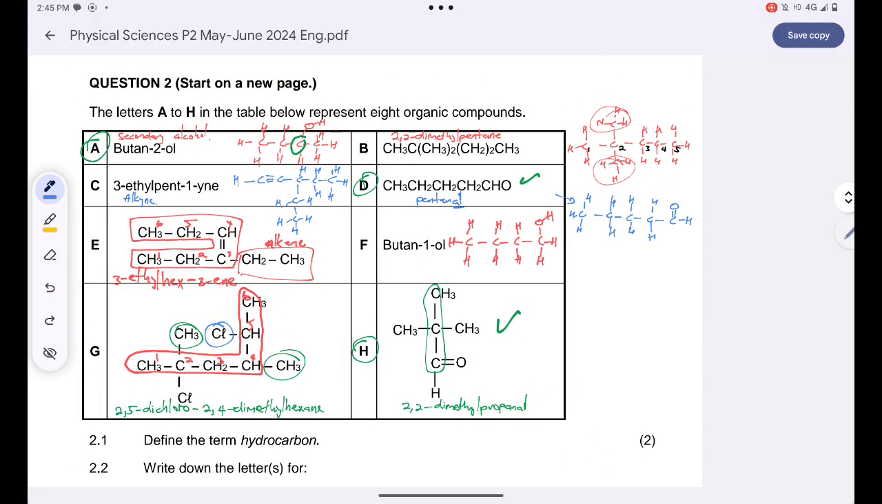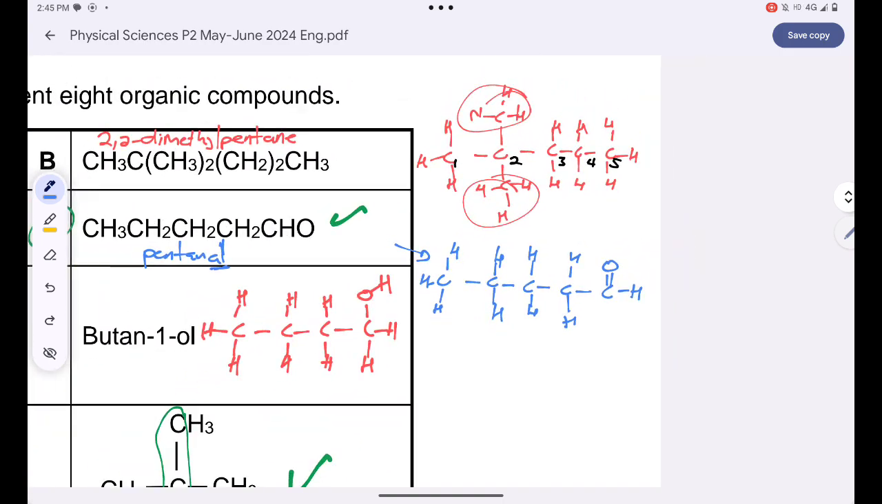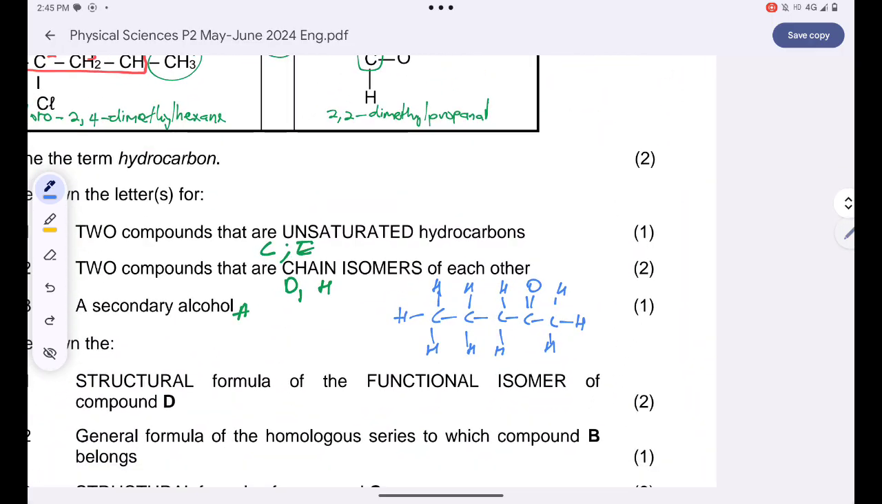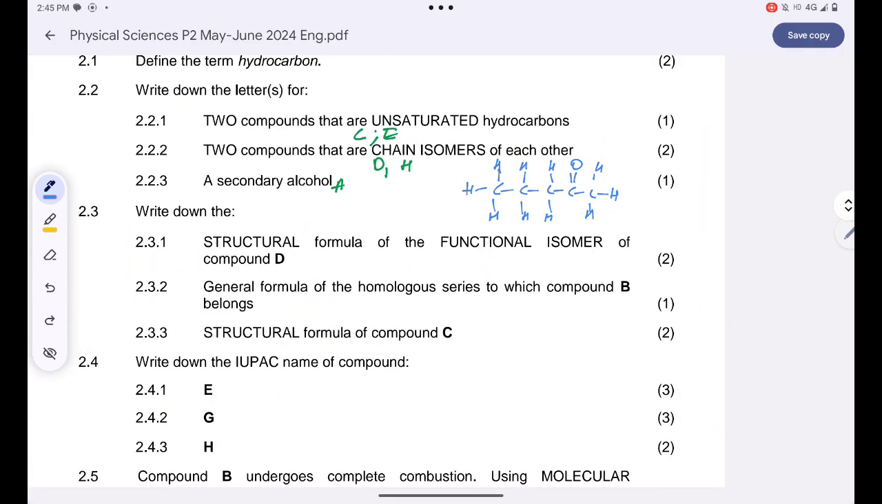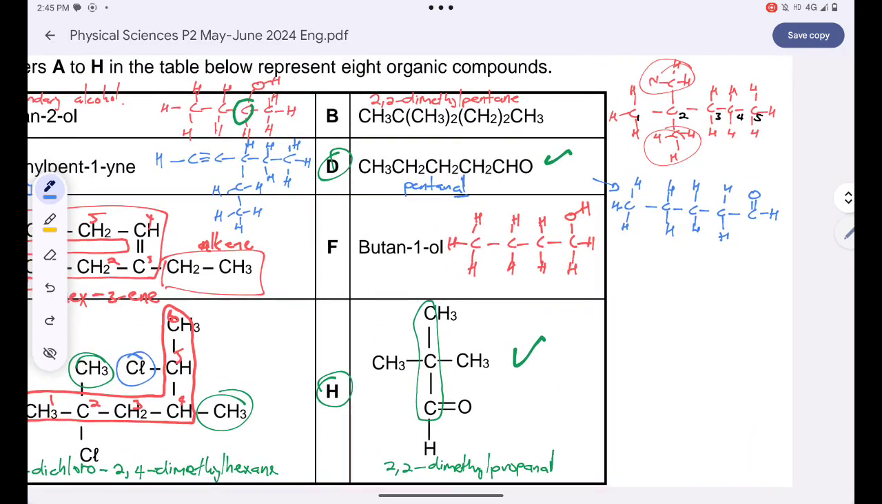Compound B is an alkane because we have single bonds between adjacent carbons. So it's just the hydrocarbon that has single bonds between adjacent carbons. So the general formula for alkanes is just CnH2n+2. Then the structural formula for compound C.